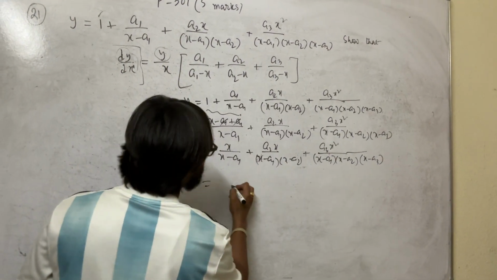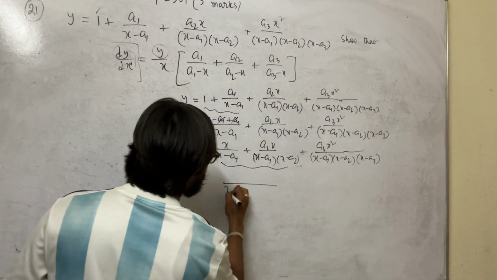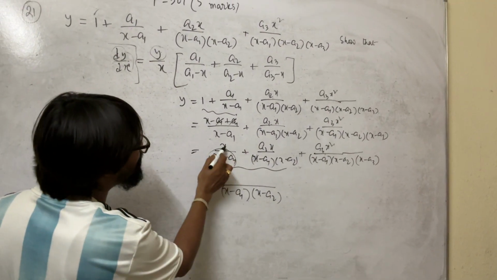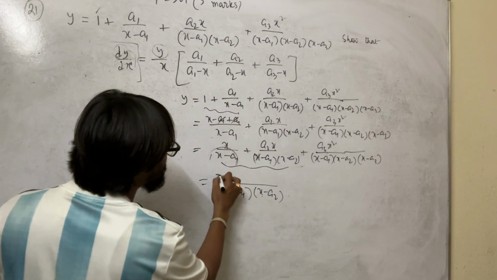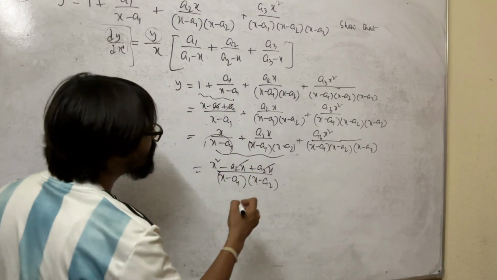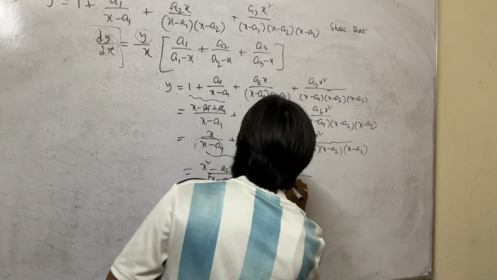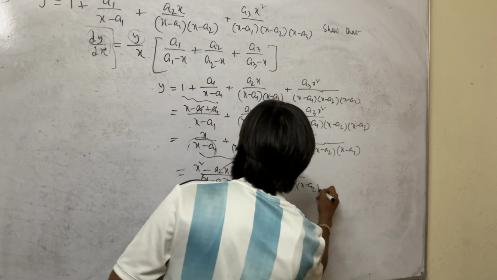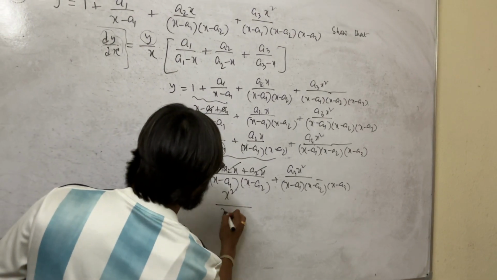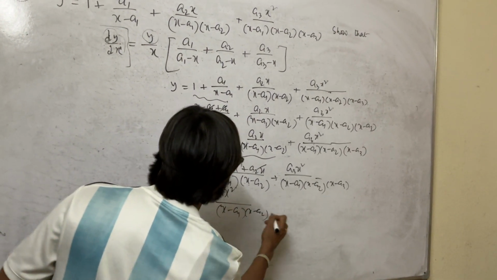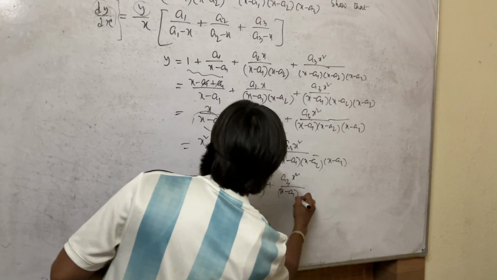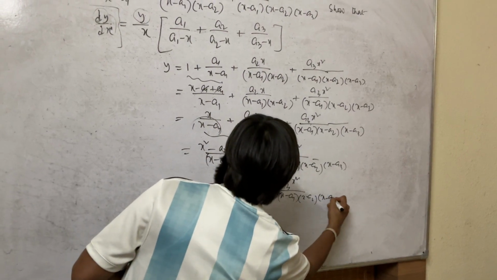Now we will do the same with these two again. Now the LCM is (x minus a1) into (x minus a2). Now x minus a1 is there, so we multiply x with x minus a2. This will give me x into x is x squared and x into minus a2 is minus a2x. You see that minus a2x is also gone. So plus a3x squared by (x minus a1) into (x minus a2) into (x minus a3). Now this becomes x squared by (x minus a1) into (x minus a2) plus a3x squared by (x minus a1) into (x minus a2) into (x minus a3).